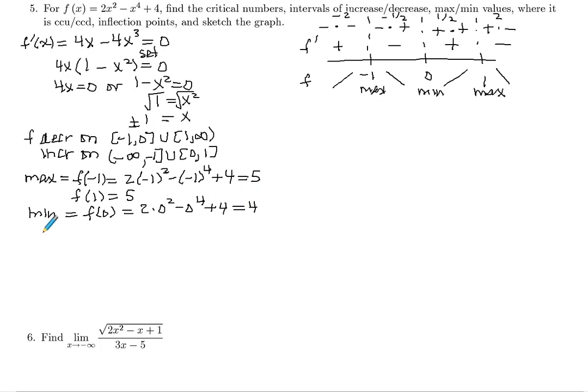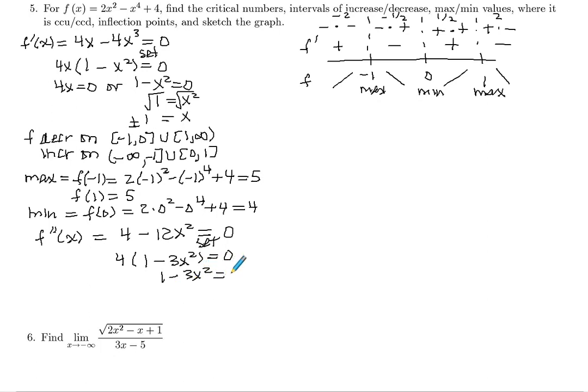Alright, so now let's do f double prime. So f double prime of x. And derivative of 4x is 4. Derivative of 4x cubed, 3 times 4 is 12, x squared, and set that equals 0. And let's see here, we've got a 4 we can factor out, leaves a 1 here, minus 12 divided by 4 is 3x squared. Okay, 4 is never equal to 0, so it must be that 1 minus 3x squared is equal to 0.